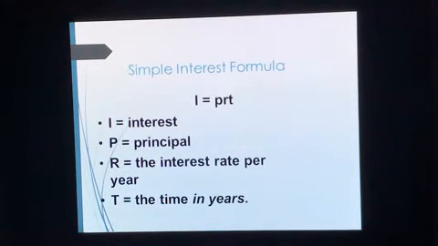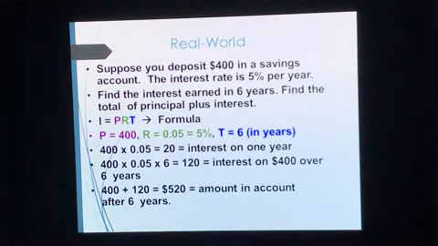As I told you, this is the mathematical formula to calculate the simple interest amount, in which I is equal to PRT. I is the interest amount, the simple interest amount. P is the principal amount, R is the rate of interest per year, and T is the time in years. Here is an example. From this example you will get a very clear understanding of how we can calculate the simple interest amount.